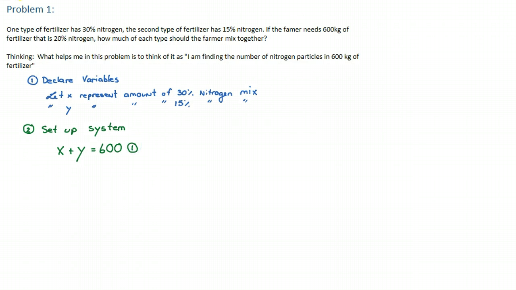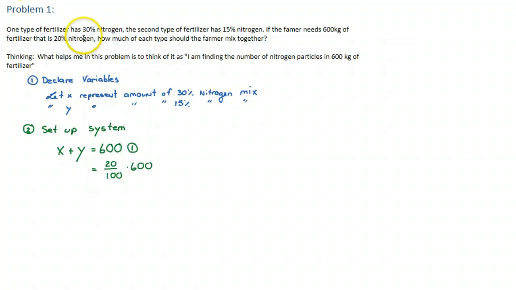So what I'm interested in is, of that 600 kilograms, 20% of it has to be nitrogen. So if I find 20%, which can be written as 20 over 100, of 600 kilograms, that represents the number of, we could say, particles. You can't see my fingers are making quotation signs because that's a simplification, but we can think of 20% of 600 kilograms as representing the nitrogen particles in there.